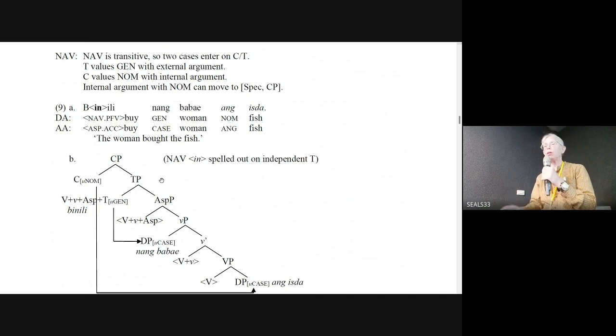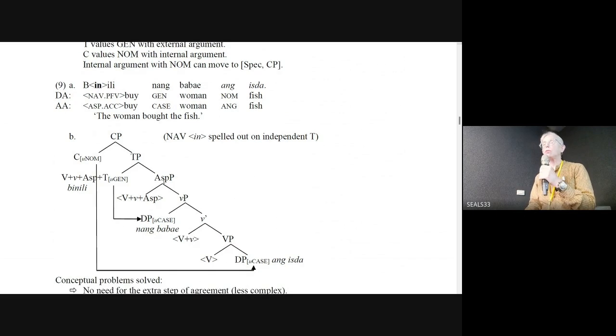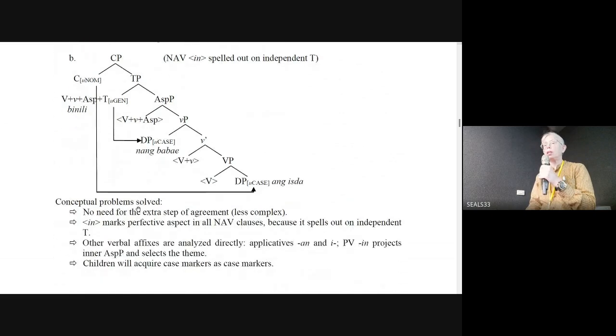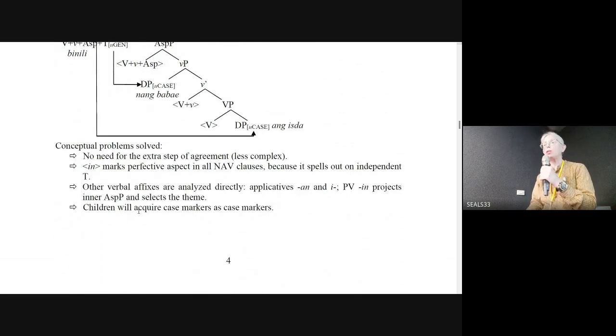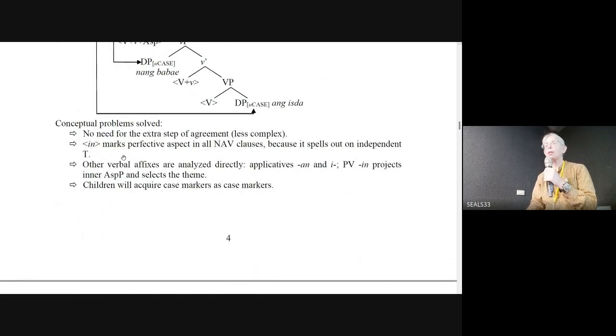C, the T will split off from C, and the C will give nominative case to the object. And the non-actor voice morphology, the infix, will be spelled out on an independent T that's split off from C. So we have an explanation for the actor voice and the non-actor voice. This is also a less complex derivation because it doesn't have that extra step of agreement.